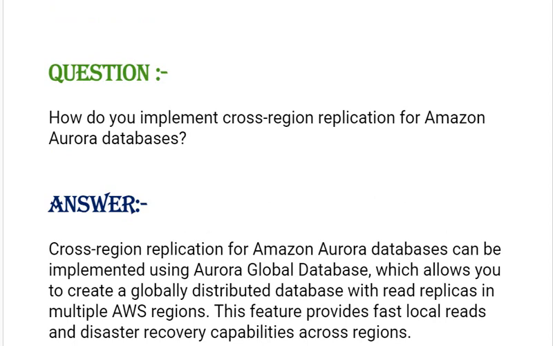Our next interview question is: how do you implement cross-region replication for Amazon Aurora databases? Your answer should be: cross-region replication for Amazon Aurora databases can be implemented using Aurora Global Database, which allows you to create a globally distributed database with read replicas in multiple AWS regions. This feature provides fast local reads and disaster recovery capabilities across regions.